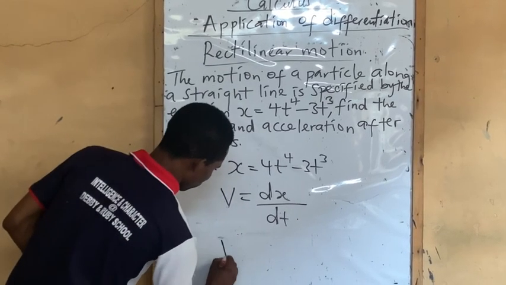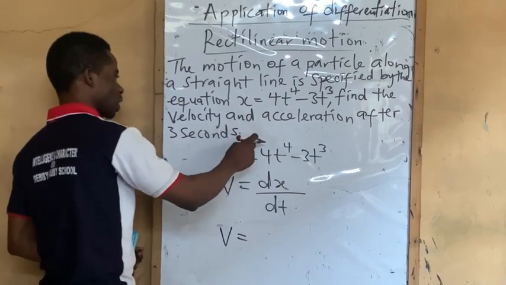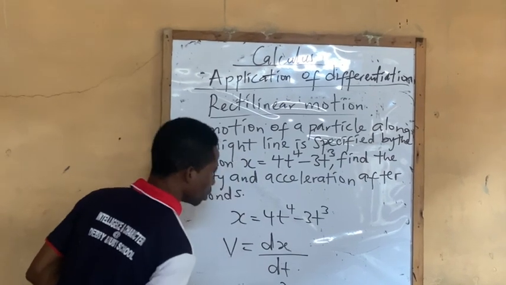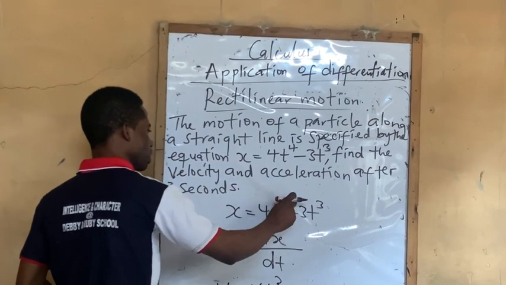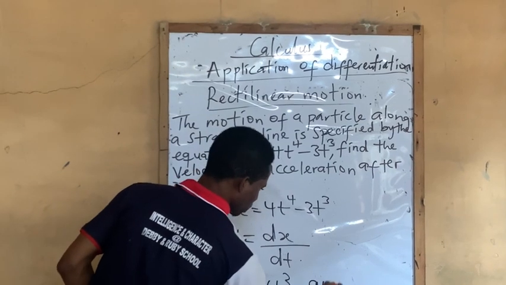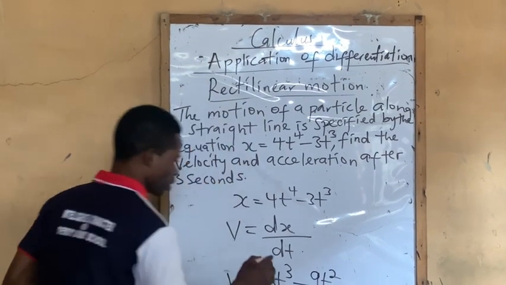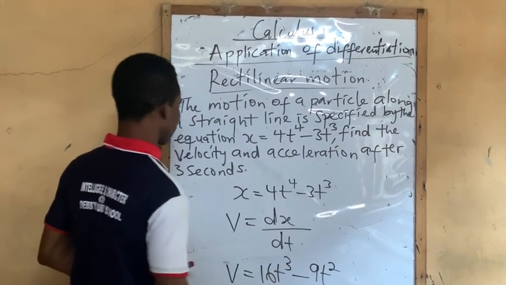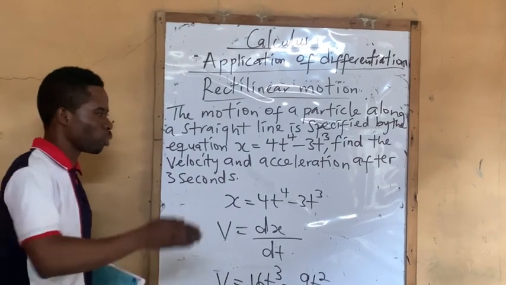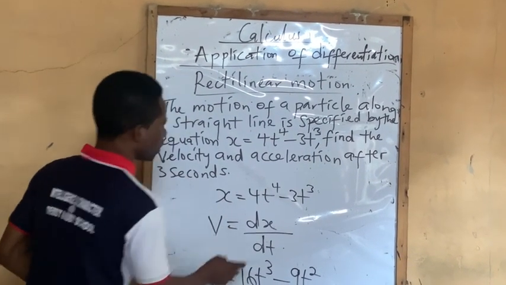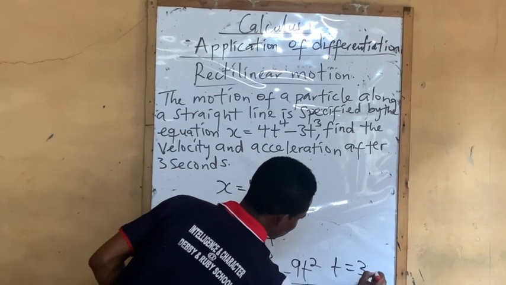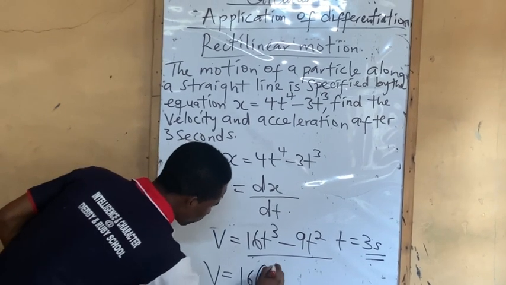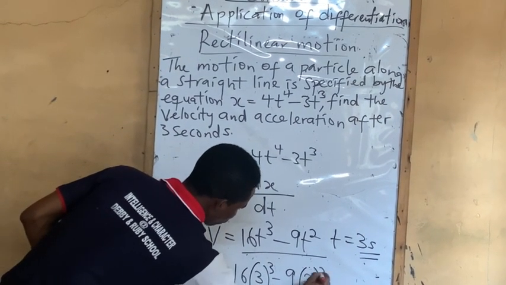So my velocity, if I differentiate it, is 4 times 4, that is 16t cubed. I'll remove 1 from the power. Minus 3 times 3, that is 9t squared, and I'll remove 1 from the power. That is the velocity. Find the velocity and acceleration after 3 seconds. Do not forget, they say after 3 seconds, both for velocity and acceleration. So my time here is 3 seconds. So v equals 16 times 3 raised to power 3 minus 9 times 3 raised to power 2.